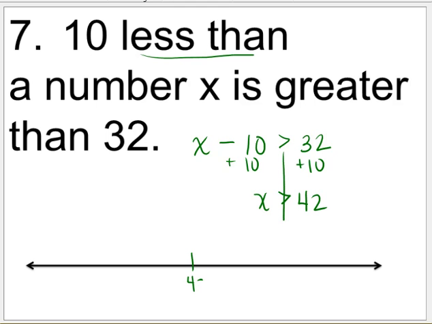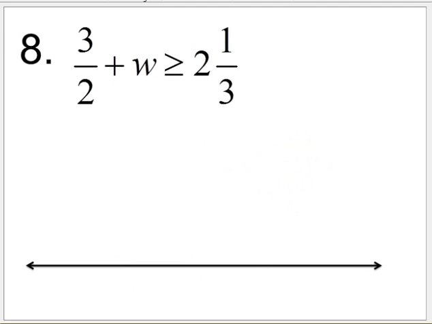I'll place 42 on the number line, 43 to the right, 41 to the left, open dot on 42, and I'll shade to the right, greater than 42. Next problem has some fractions in it. As you well know, I don't care for fractions in my problems, so we're going to always eliminate the fractions.